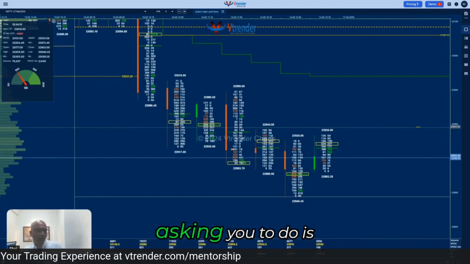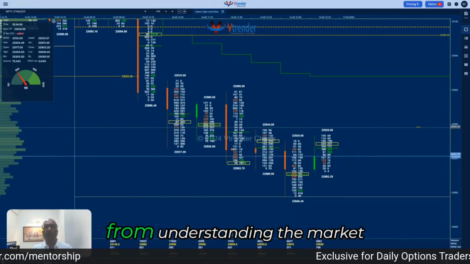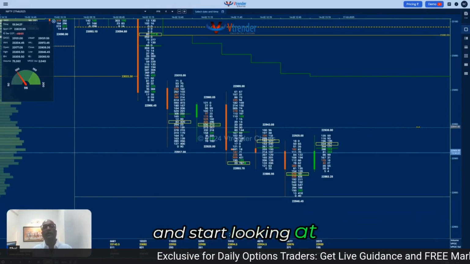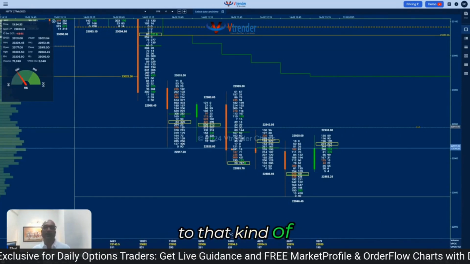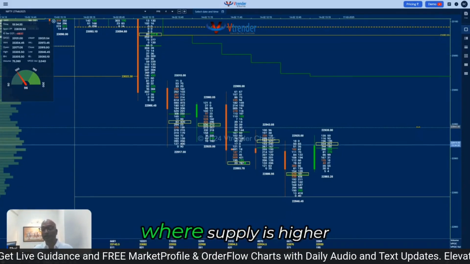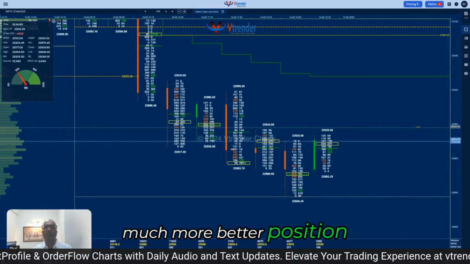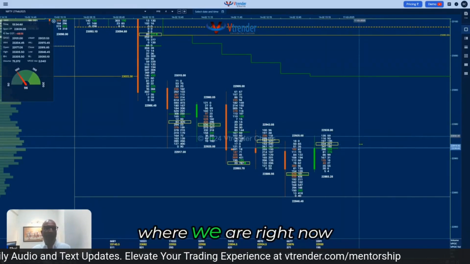And what we are asking you to do is take the focus away from understanding the market in terms of indicators and start looking at it in terms of demand and supply. Once you get to that kind of an equation where you're looking at the market in terms of where demand is higher and where supply is higher, you will be in a much better position to understand how it is going. So just to quickly sum up where we are right now.